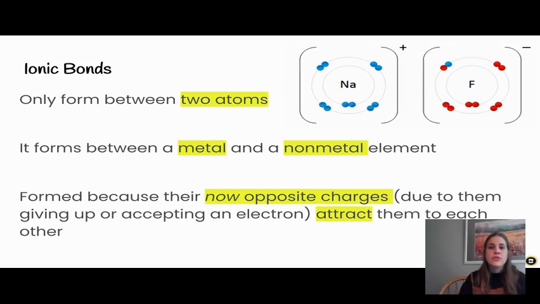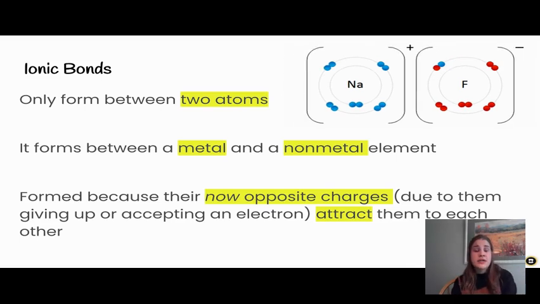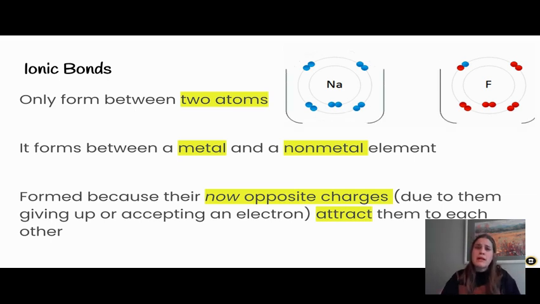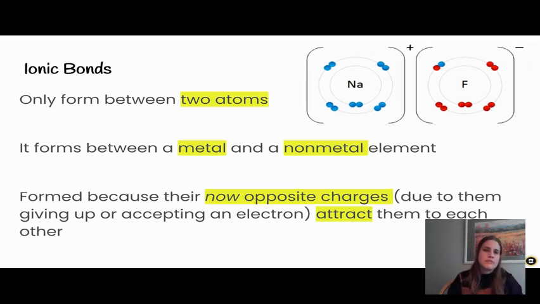Now, something that's going to help you a lot that we talked about today is how do you tell the difference between a covalent bond and an ionic bond, and what type of bond 2 atoms, or 3 or more atoms, might form to form a molecule? Here's the trick.